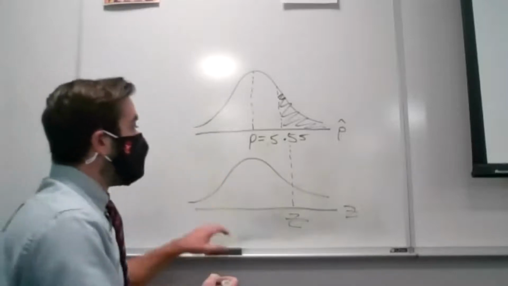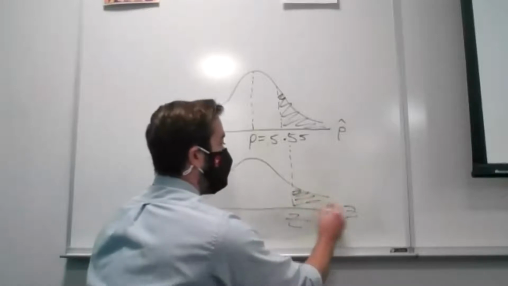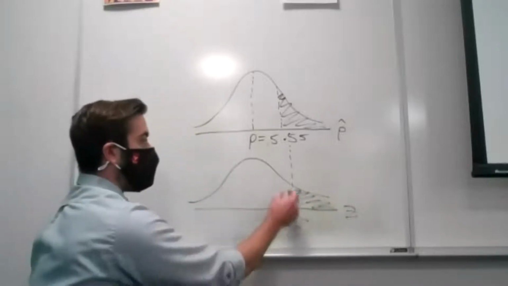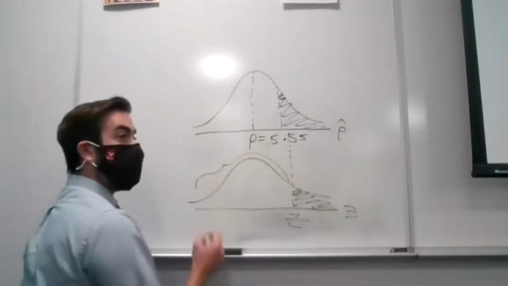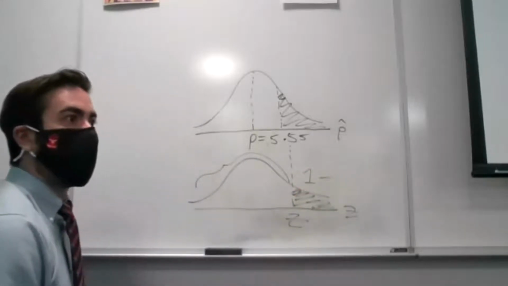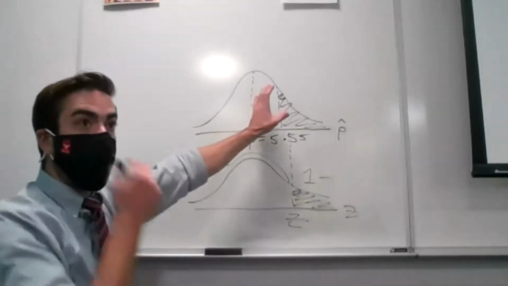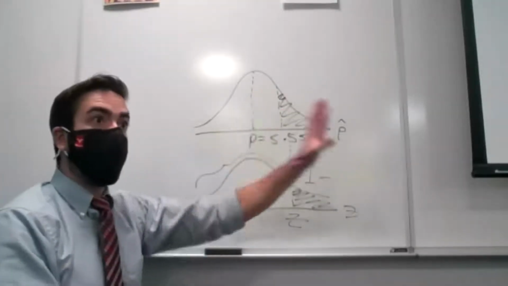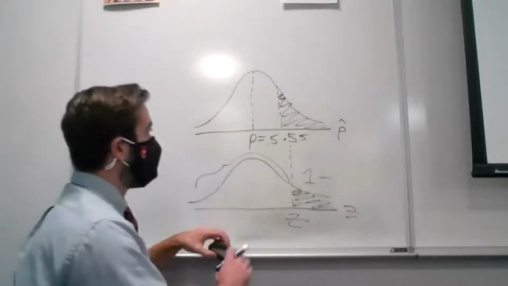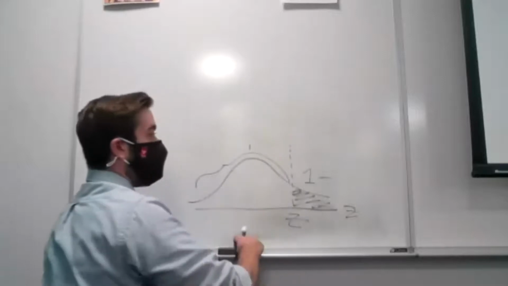Once I turn this into a z-score, I want the area to the right. I can look this up in the table, which will tell me the area to the left. I then subtract that from 1, because remember, the original problem started at 55 or more, so we want the area to the right there. I'm going to erase this for a second and keep the z-score down there.